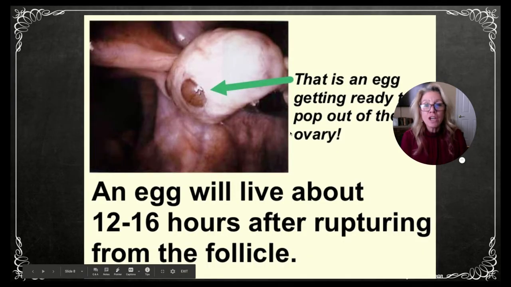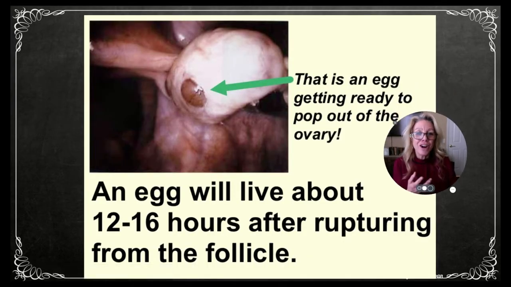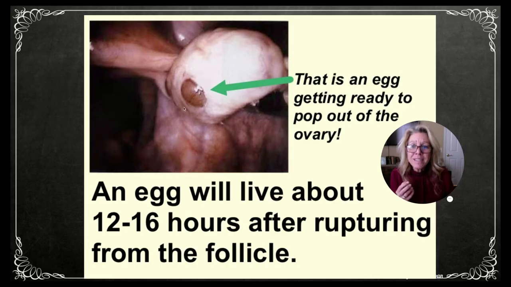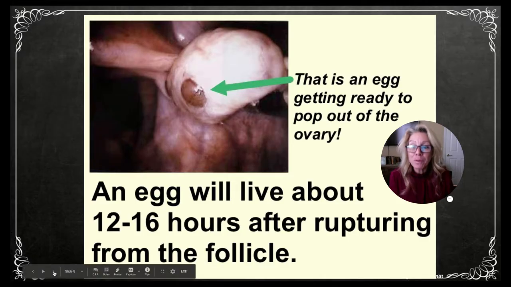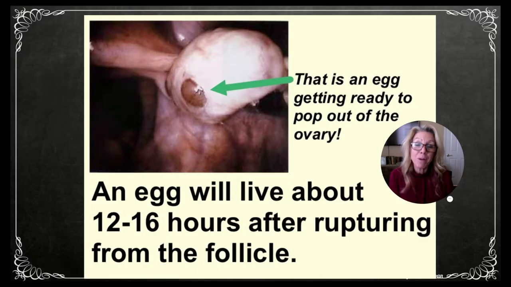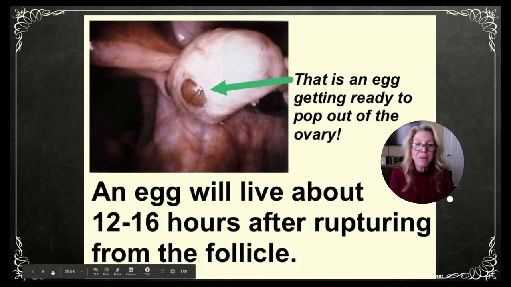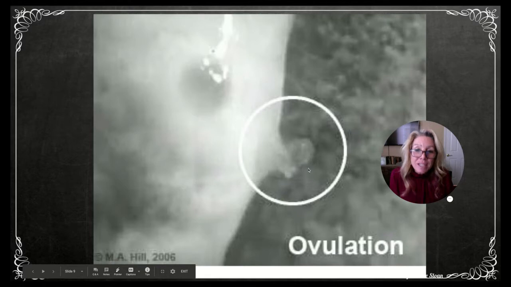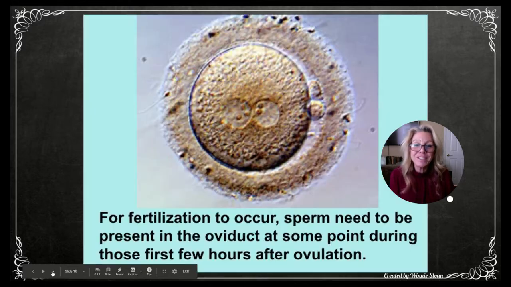But first, in order to have an egg, it needs to ovulate. And so this is an egg getting ready to pop out of the ovary. And in the notes for my students, I made this really small. So it's not an accountability piece, but just a supportive bit of material. An egg lasts about 12 to 16 hours after it ruptures from the ovary. And that will happen about 14 days before the start of your menses or your period. Here is an actual photograph of ovulation.